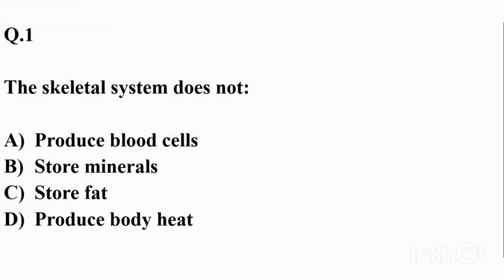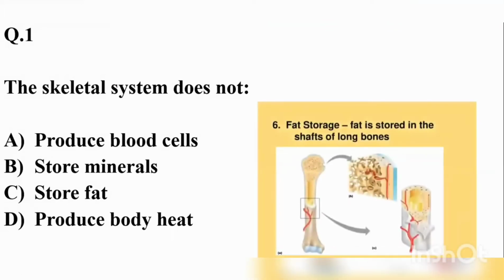The skeletal system does not... The skeletal system performs a variety of functions, but heat production is a function of muscle cells instead of bone tissues. The skeletal system provides support, a proper shape, helps in movement, and produces blood cells. It is also involved in storage of minerals as well as fat storage in some longer bones. But heat production is a function of muscle cells.